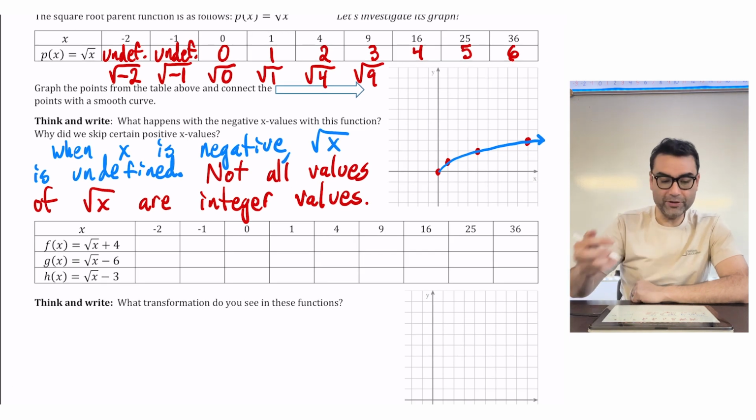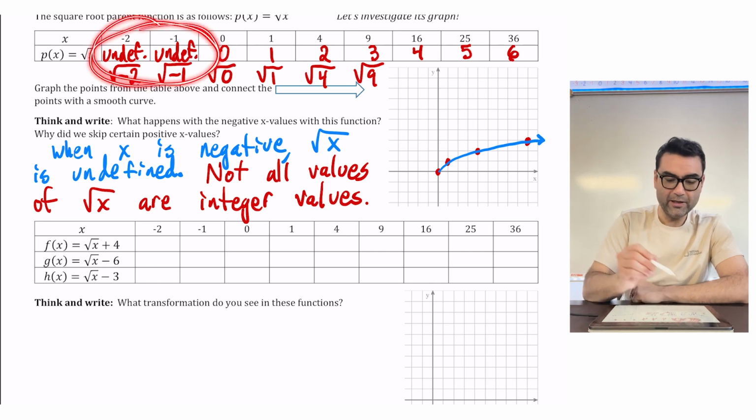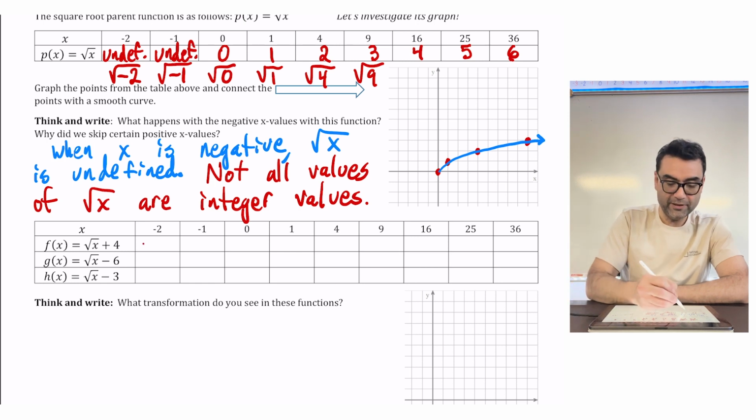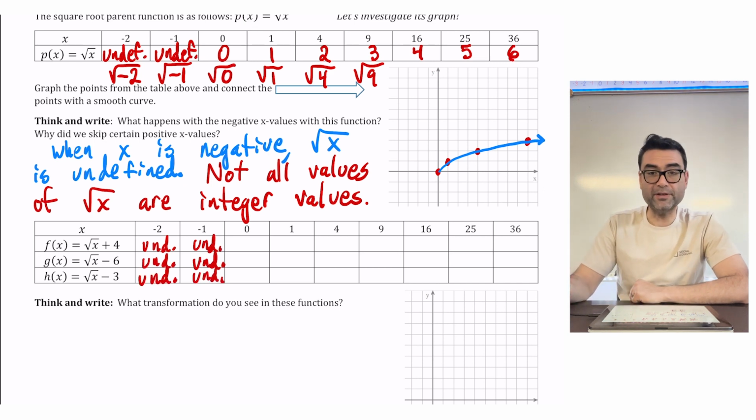So what you'll notice is, in my original table for square root of x, for -2 and -1, the function's undefined. So for all of these functions, f of x, g of x, and h of x, all of the first two values are going to be undefined. So undefined, undefined. And that's because if the square root of x is undefined, it doesn't matter if we're adding or subtracting from that value. All right, but then we get to 0.